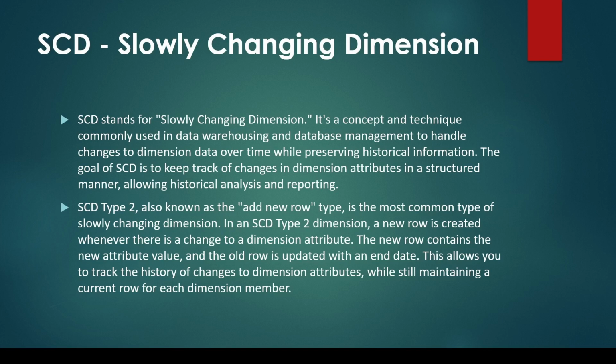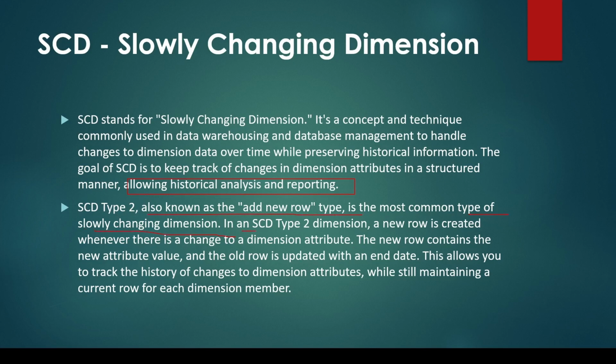So the goal of the SCD is to keep track of the changes in the dimension attributes in a structured manner, allowing historical analysis and reporting. And that's what I say, historical analysis and reporting is something which you care about. Now, SCD type 2 is also known as add new row type. It is the most common type of slowly changing dimension.